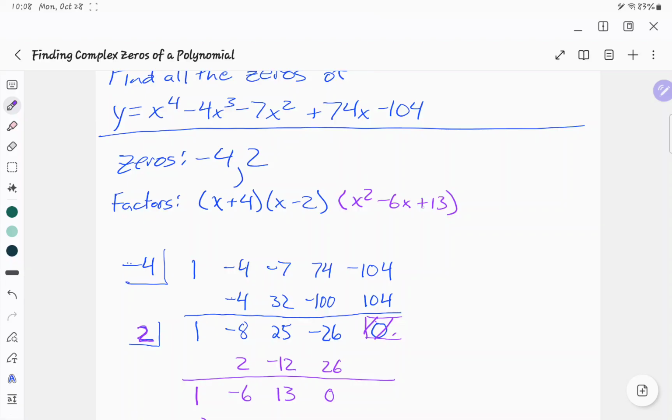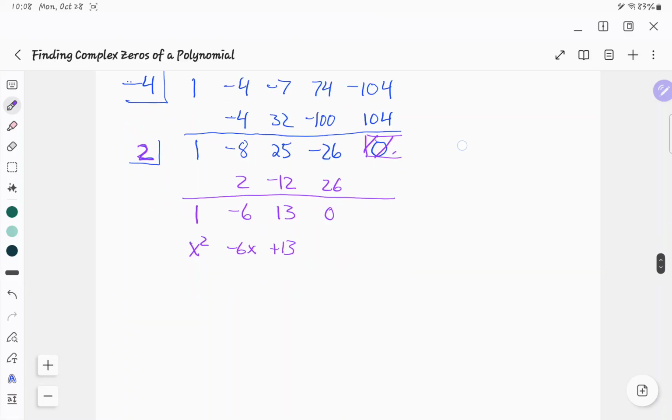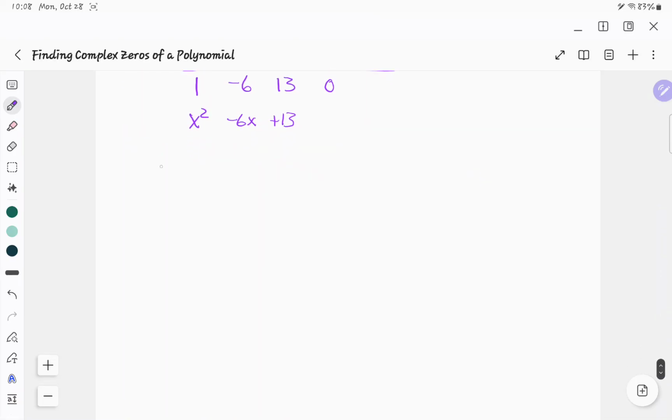And solving this is a lot easier with, say, the quadratic formula, because I know I can just plug in the numbers and go through solving that. So we'll go through the quadratic formula on this one and see what we get. So we're trying to solve this: x squared minus 6x plus 13 equals 0.